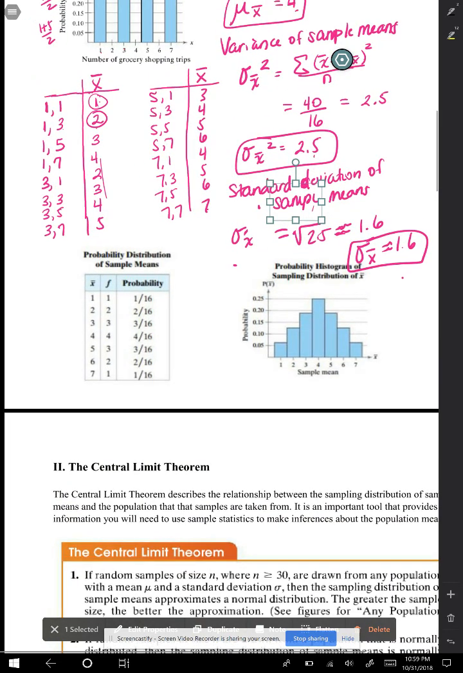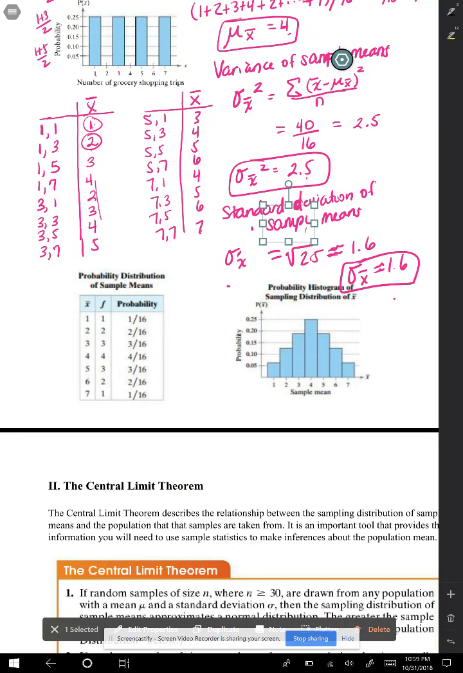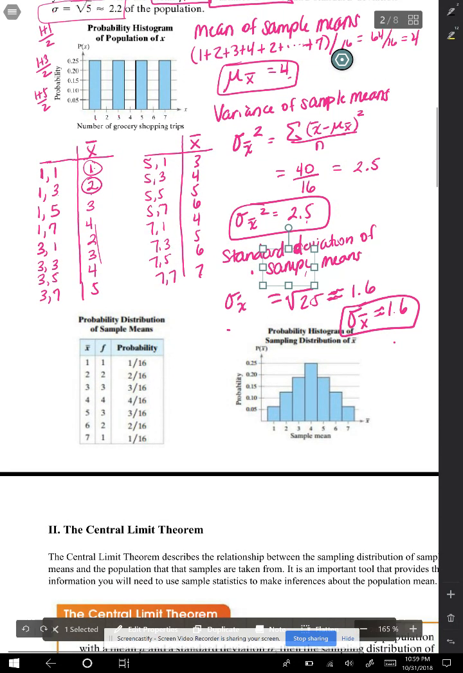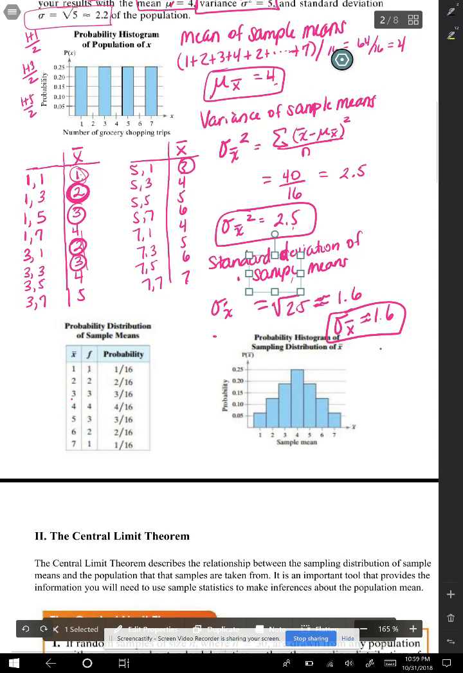This is just giving you the probability distribution. So for example, here, the mean of 1 occurred 1 time. So the probability of that being the mean would be 1 out of 16. We had a mean of 2 occurring twice out of 16. We had a mean of 3 occurring 1, 2, 3 times out of 16. So that's what this is showing you, the probability distribution. And then this is showing you the probability histogram. So those are just kind of the tables and graphs that we've been doing throughout the semester.